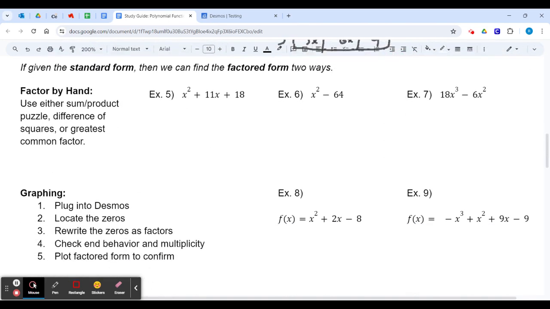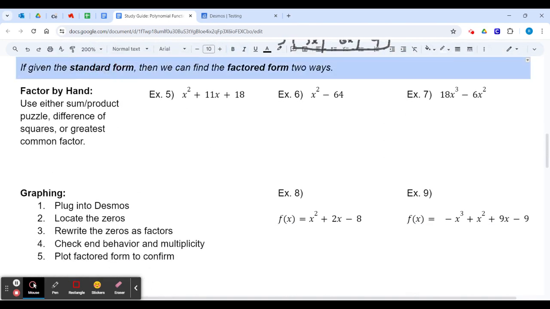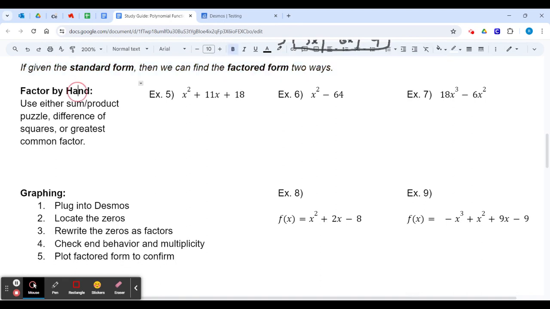Moving on, we can go the other direction. If we're given standard form, we can find factored form. There's 2 different ways to do this. We can either factor by hand or we can graph. Factoring by hand, if this is over your head, don't freak out about it. You can always do this with graphing.